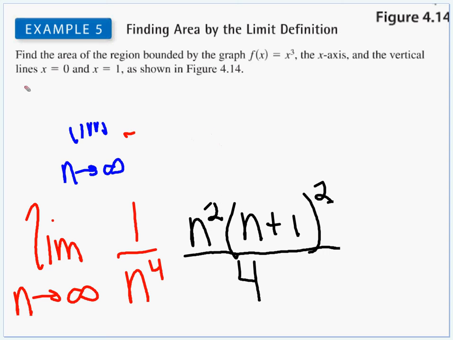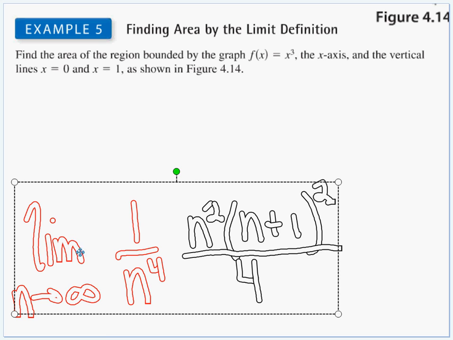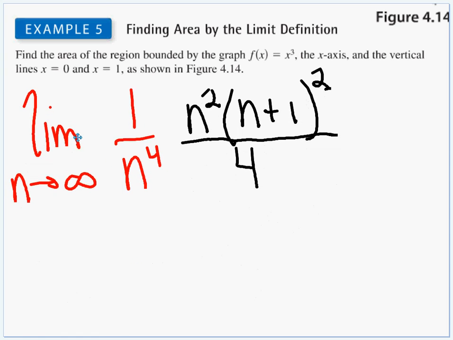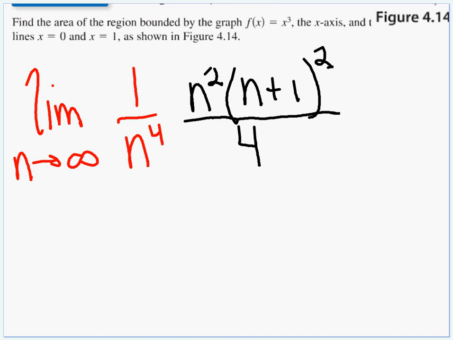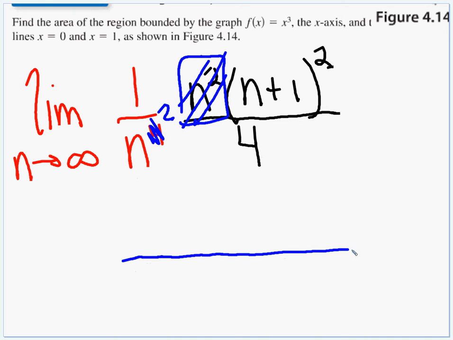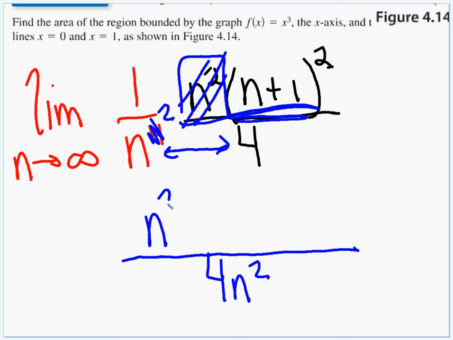So let's do simplifying, canceling, and at some point we will let n go to infinity. If we let n go to infinity right now, we're going to have infinity over infinity, and that's not good. So, to make our lives easier, right off the bat, we can cancel this n squared and knock this down to second power. So now our denominator here is going to be 4 times n squared. That's 4n squared. And now we've got left in the numerator n plus 1 quantity squared. Let's FOIL it out. n squared plus 2n plus 1.